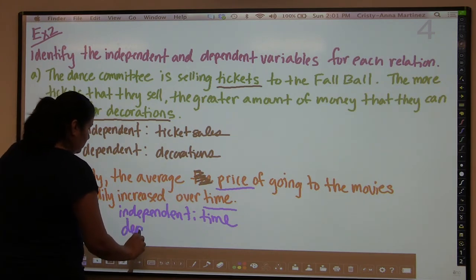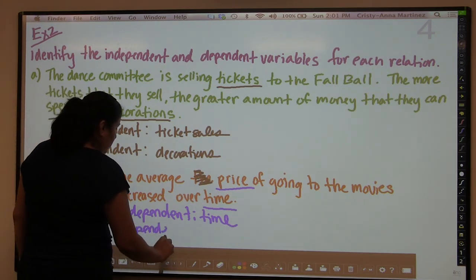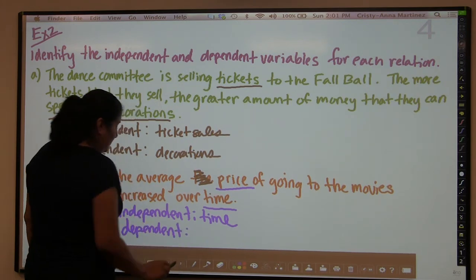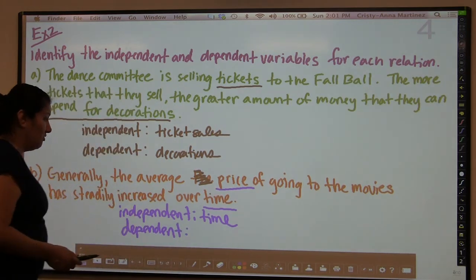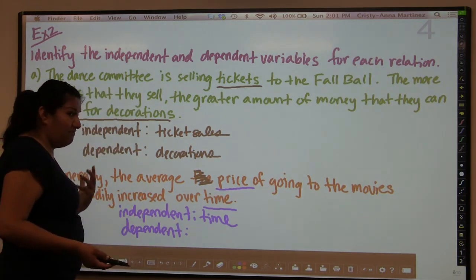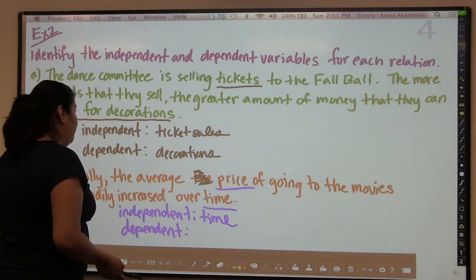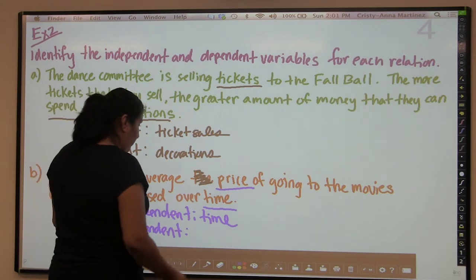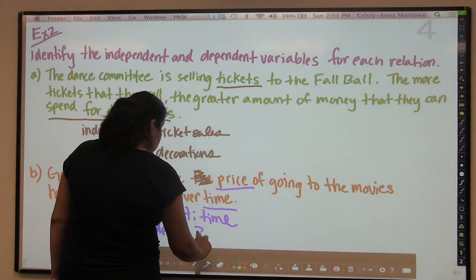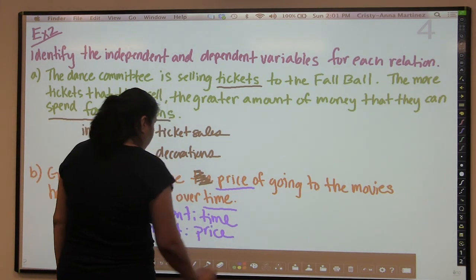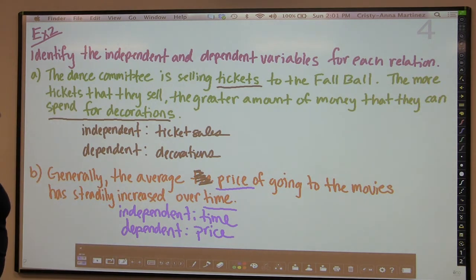Dependent, though, as the years go by, and I've felt this myself, it's so expensive to go to the movies now. Back in the day, you could go to the movie for $5. When I was in high school, $5 buckaroos. Not anymore. Now it's going to cost you like $15. It's so sad. So, dependent variable is the price.